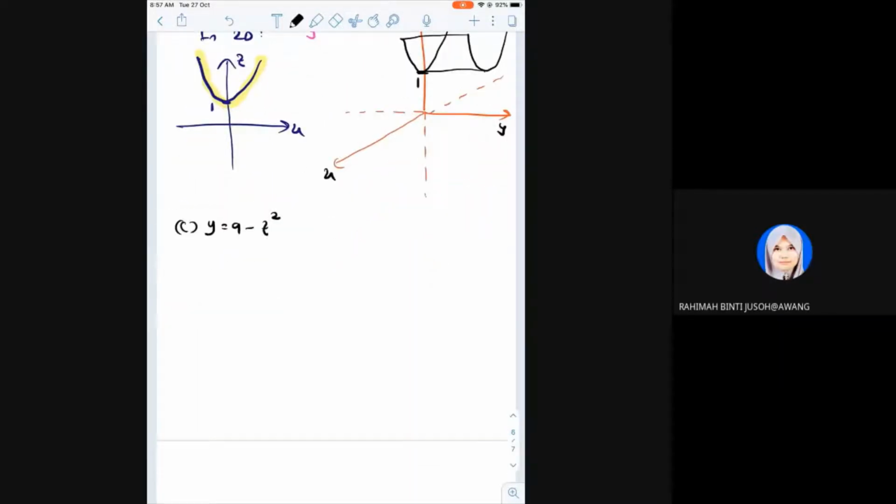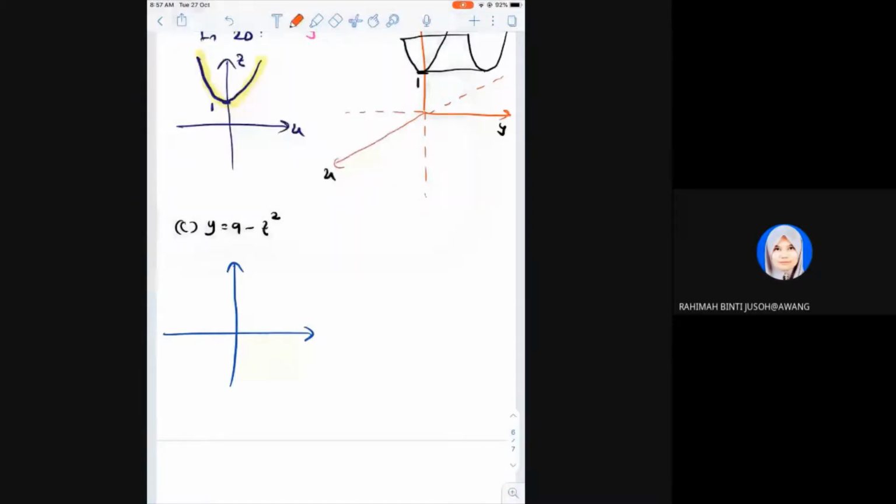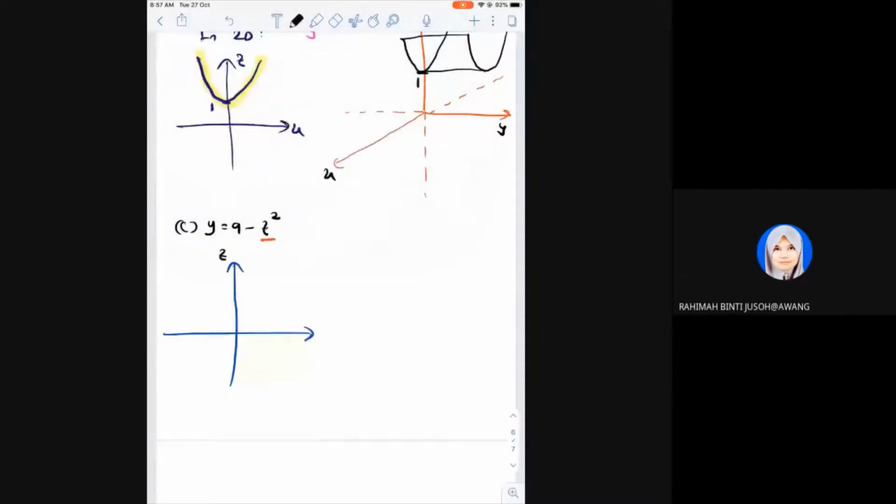Okay, jom kita buat soalan ni. Y equals to 9 minus z squared in 2D. Paksi Y kat mana? Horizontal or vertical? Bila ada je Z, saya bagi tips: ada je Z, Z sentiasa menang. Dia sentiasa duduk atas, dia sentiasa powerful. Dia memang menegak, dia vertical. So Z kat atas and then Y kat bawah ni. So horizontal lah Y.